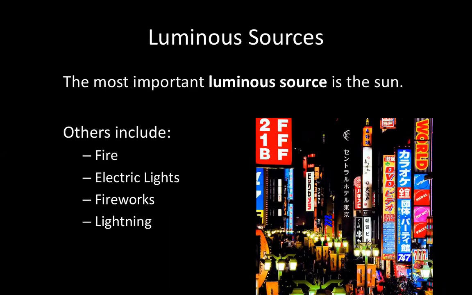The most important one would be the sun. The sun can create its own light and it gives us the light. We also have fire, electric lights, fireworks, and lightning. All these create their own light and are sources of light which brighten up their surroundings and let us see. So that's a luminous source.